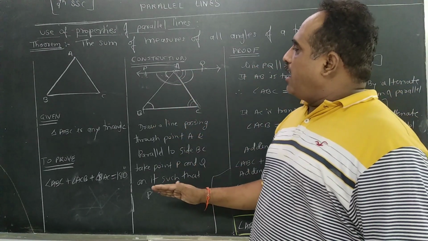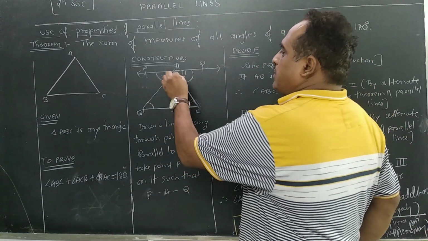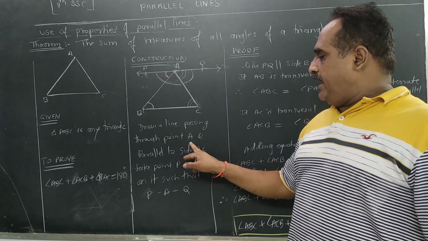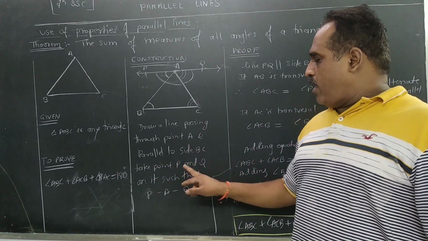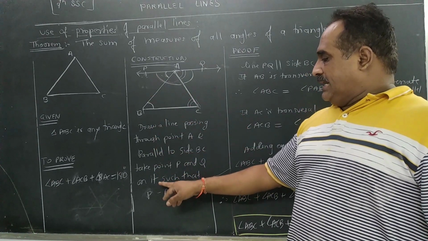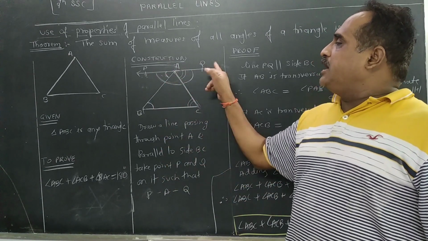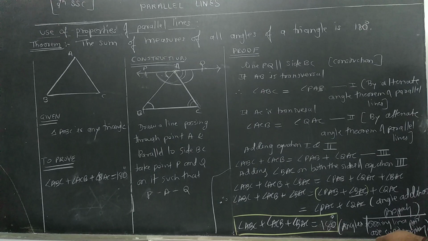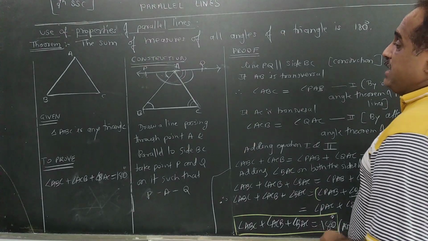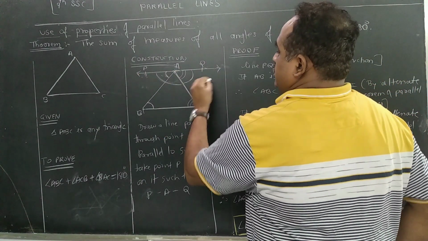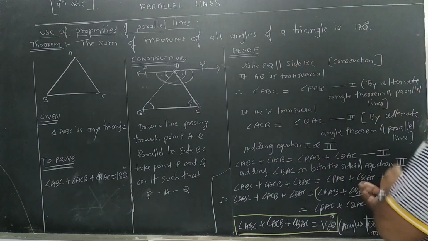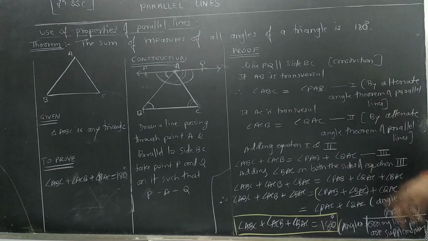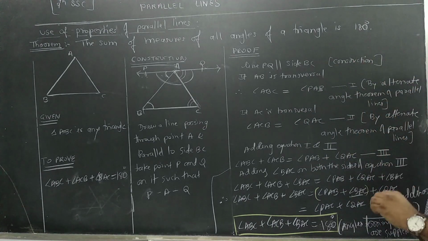We are going to draw a line that must pass through the point A and parallel to BC. Draw a line passing through point A and parallel to BC. Take points P and Q on it such that P, A, Q are collinear, or A lies between P and Q. Now, we know that this line PQ is parallel to side BC. How did you get that? Because of the construction we did, where we are going to write construction.